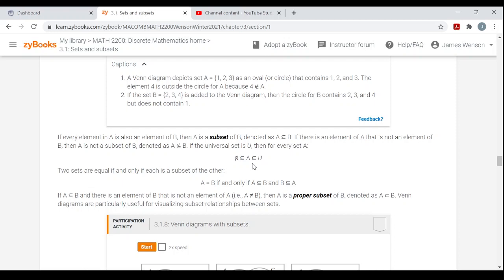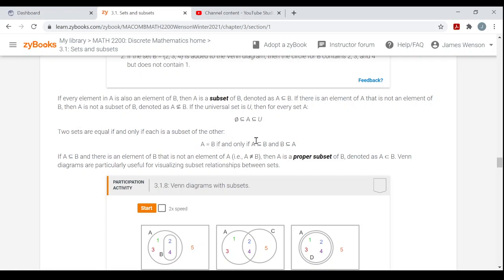And any set is going to be a subset of the universal set, because the universal set has everything that's being talked about. Two sets are equal if and only if each is a subset of the other. So this is huge. This is going to come into play when we go into writing proofs about sets later. So A equals B if and only if. This is a biconditional. It goes in both directions.